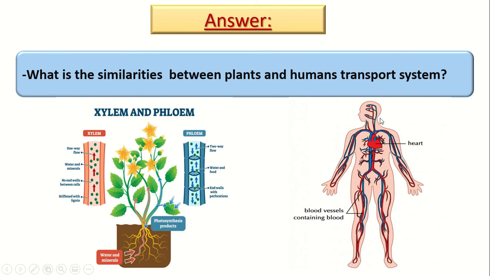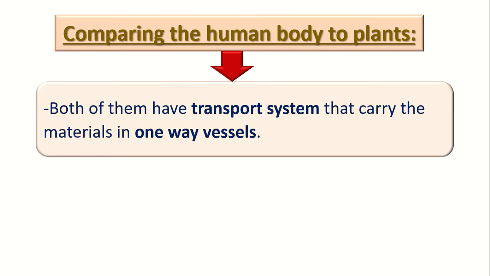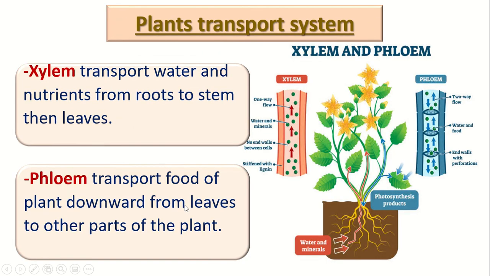Humans have a circulatory system, and the plant has a transport system, and the transport system of the plant consists of xylem and phloem. So the transport system of the plant and the circulatory system of the human both have materials moving in one-way vessels. One-way vessels mean that they are moving in one direction. So the plant transport system is xylem and phloem. And they are like what? Like arteries and veins in the human.